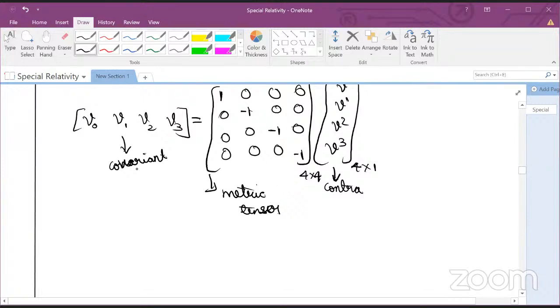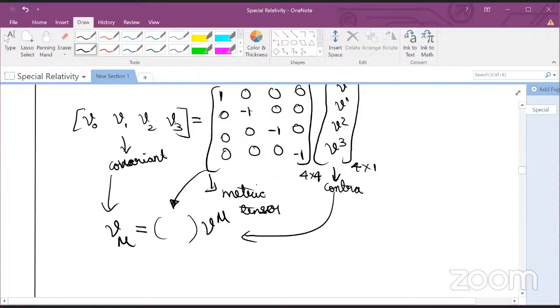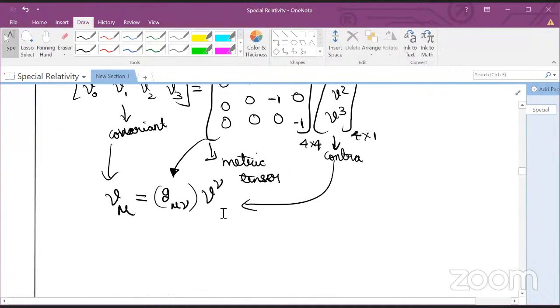Now, this covariant vector, I can denote it by V subscript mu. The contravariant vector, I can denote it by V superscript mu. This metric tensor, I can denote it by G with subscripts only. We have mu and nu, so mu and nu are just indices.